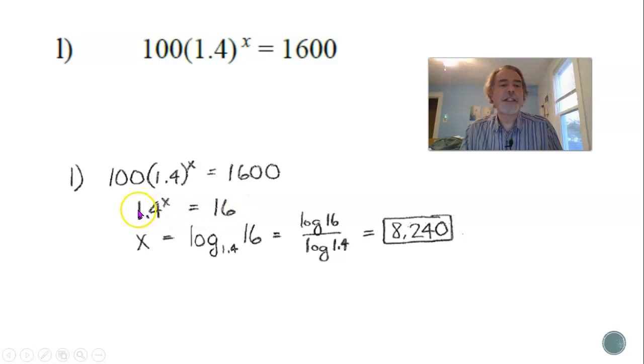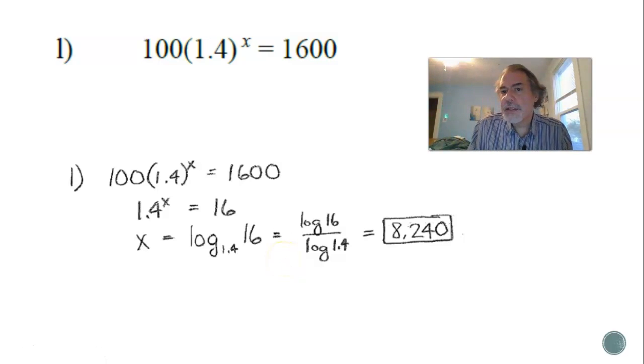It would also be possible, when you get to this point, to take logarithms of both sides, then use that property of logarithms that says that log of 1.4 to the x power would equal x times the log of 1.4. Then to go from x times something to just x, divide both sides by the something. And you get x equals the log of 16 divided by the log of 1.4.